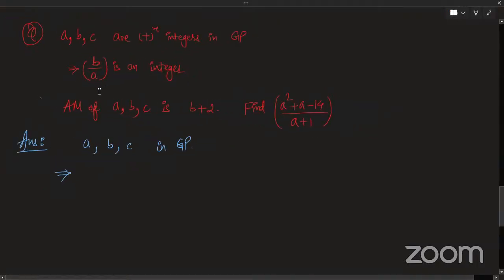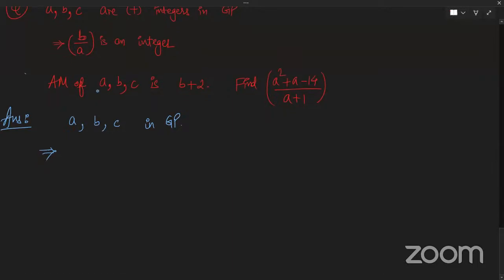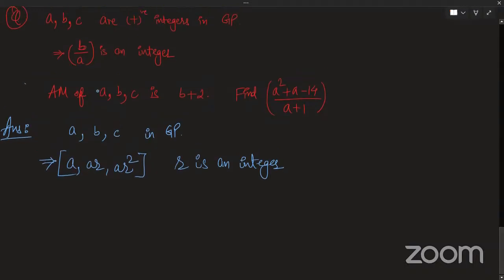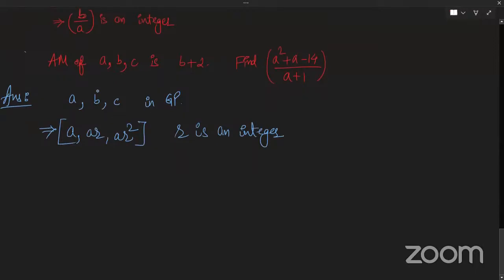You can do it that way: A, AR and AR square. And R is also an integer, because B by A is an integer. It is given to you. Till here it is fine. That is how you represent three numbers in GP: A, AR and AR square.